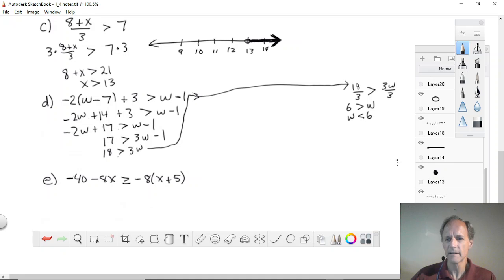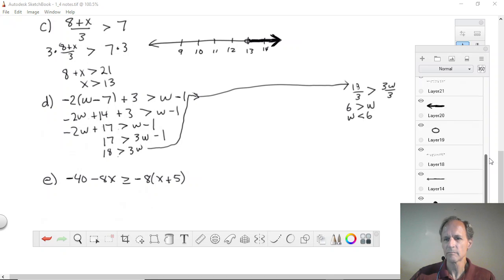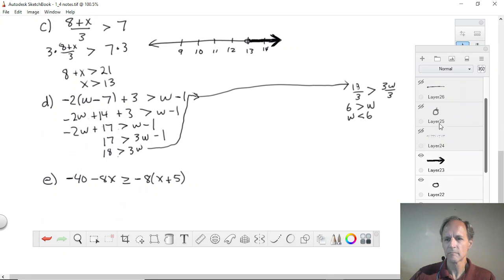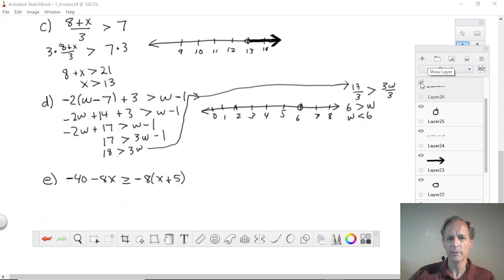W less than 6. Now we can draw our number line. It's less than 6, so 6 is not included, so we draw a circle. And we're going to color to the left or the right. We want to shade everything that's less than 6, right? So that's everything to the left. There it is. Okay. Let's look at the next one.